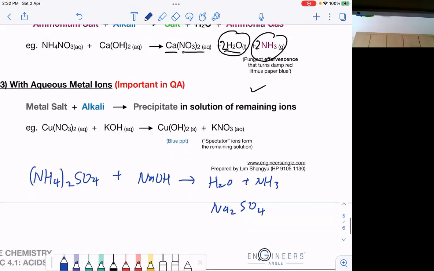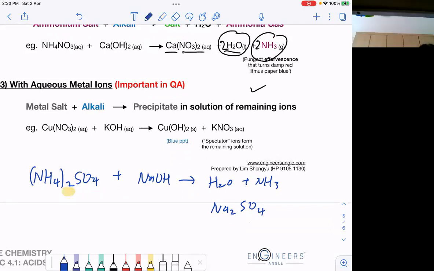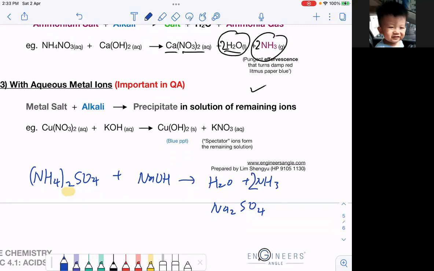To balance, I'll give you a quick tip. You can look at my screen. I can see there are two ammoniums, so two ammonia, confirm. Then I count one sulfate, just nice one sulfate. Then I look at my sodium, there are two sodiums, so I must put a 2 here. That's the answer, done already. Not fully done yet, you must check through, because maybe you still need to put a number here. I haven't checked for you, but that's generally how we do it. You can check yourself.